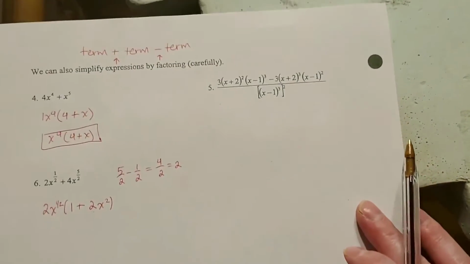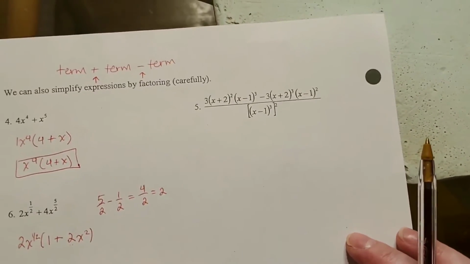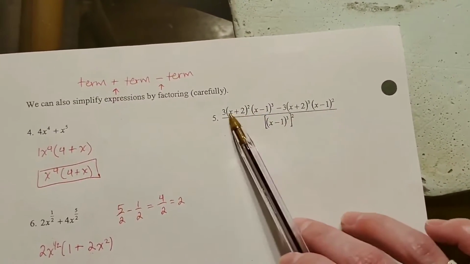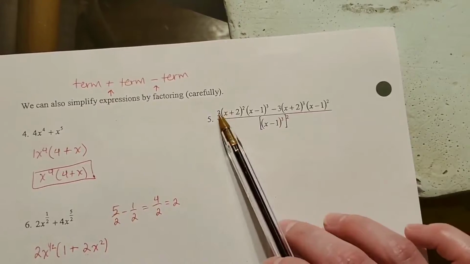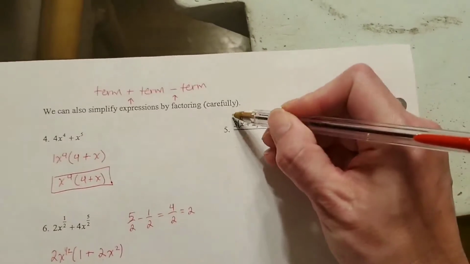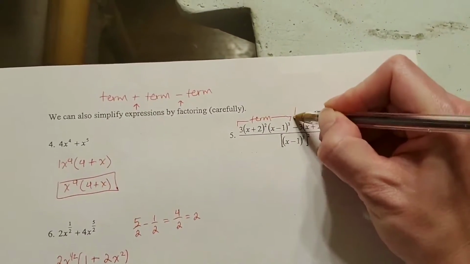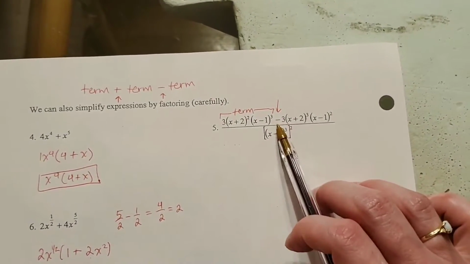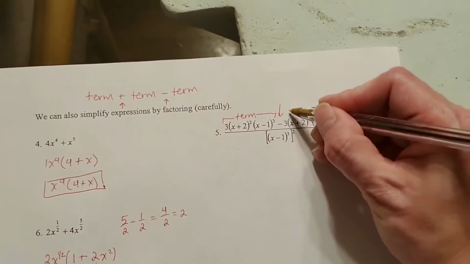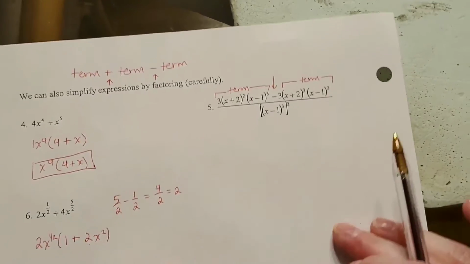Okay. Now the big one, number 5 here. This is where you really have to look for your terms. If you look at the numerator by itself, everything's multiplied here. The 3 is multiplied by this set of parentheses, is multiplied by this set of parentheses. So this is one term. Then you have a subtraction sign, and then you have 3 multiplied by another set of parentheses, another set of parentheses. So again, this is one big term.